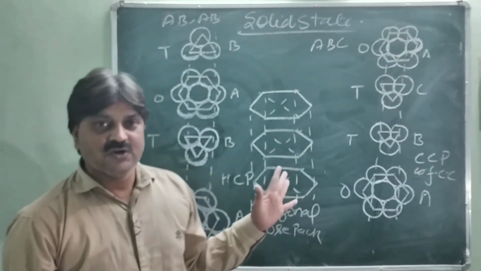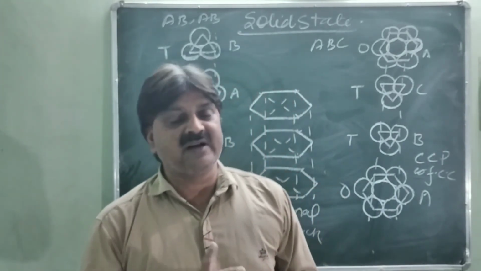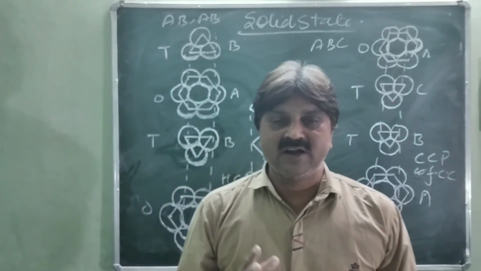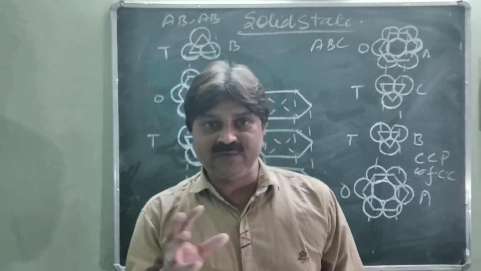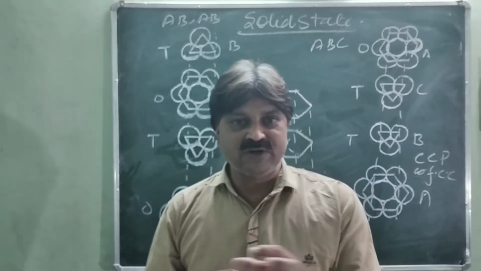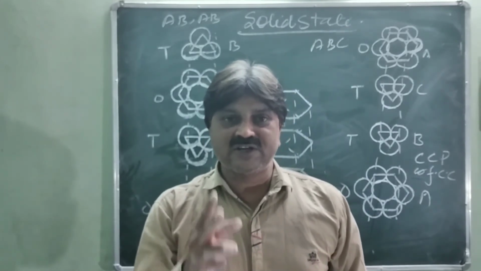Is it clear? So we have completed the arrangement of spheres or atoms in 1 dimension, 2 dimension and 3 dimension. Coordination number: the number of nearest neighboring particles touching a particular atom is called the coordination number. In 1 dimensional arrangement, you will see one atom touches 2 atoms, so the coordination number is 2.